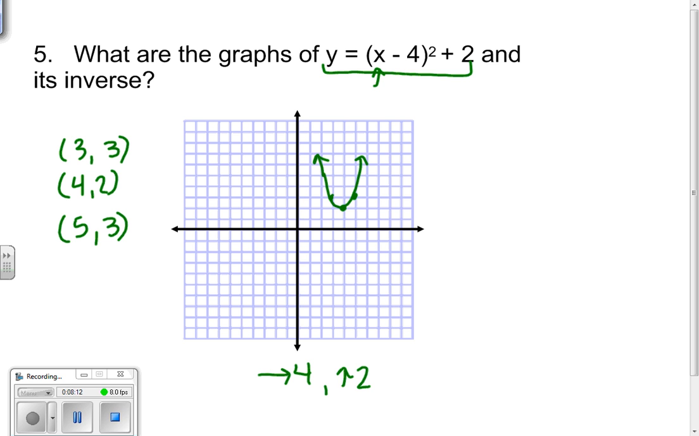So for the inverse, just flip those ordered pairs. 3, 3 flipped is still 3, 3. I have a 2, 4 and a 3, 5. So 3, 3 is there. That'll share that ordered pair. 2, 4 and 3, 5.